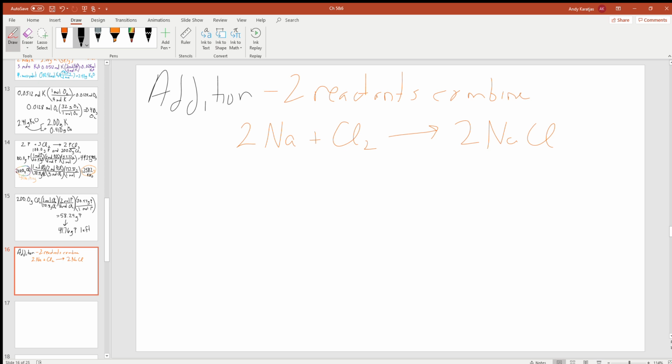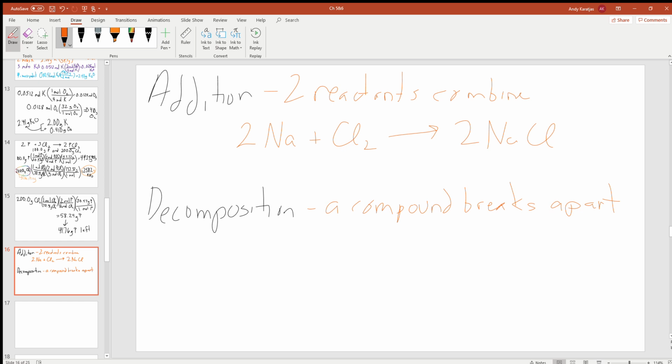The opposite of addition is decomposition. In a decomposition reaction, a compound breaks apart. We start with one starting material, and we end up with 2 products. We can see an example here: mercury oxide can react and break apart into mercury plus oxygen.